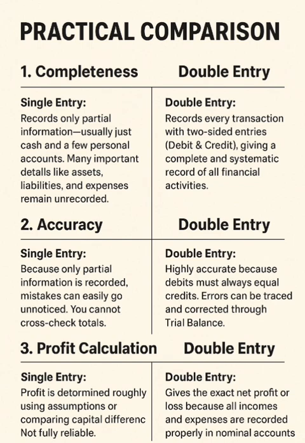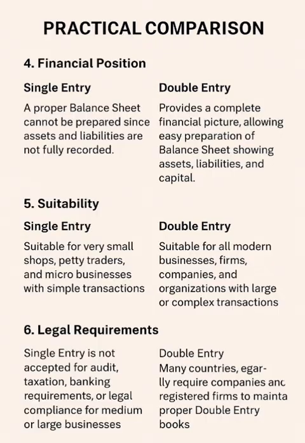3. Profit calculation. Single entry. Profit is determined roughly using assumptions or comparing capital difference. Not fully reliable. Double entry gives the exact net profit or loss because all incomes and expenses are recorded properly in nominal accounts. 4. Financial position. Single entry. A proper balance sheet cannot be prepared since assets and liabilities are not fully recorded. Double entry provides a complete financial picture, allowing easy preparation of balance sheet showing assets, liabilities, and capital.